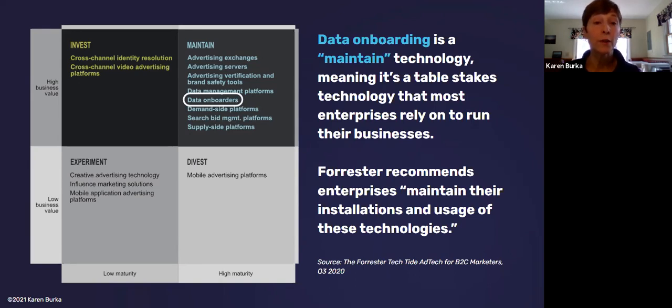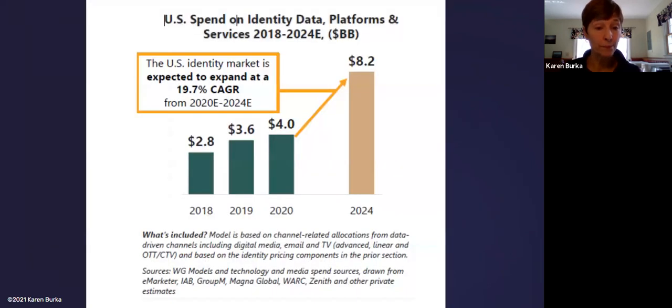So Forrester calls this a maintained technology, meaning it's table stakes that you really need to rely on your business to get your data to be useful for you. And Forrester does recommend that enterprises maintain their installation and use of data onboarding technologies. So we've seen that that's a key aspect of identity resolution.